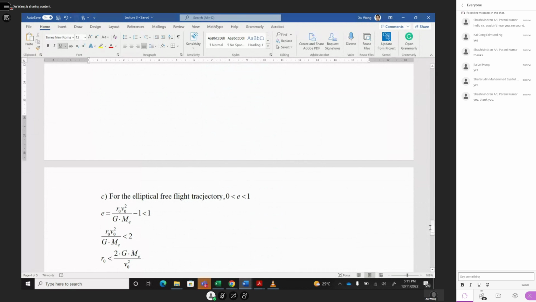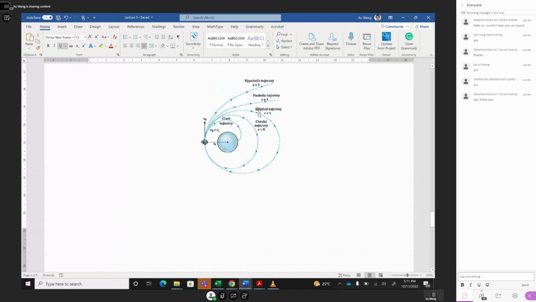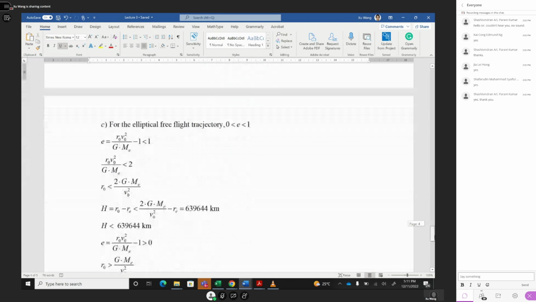larger than 0, because according to this graphic, elliptical E is less than 1, larger than 0. This is your elliptical. If E equals 0, it becomes a circle. If it's larger than 0, between circle and parabolic, it becomes elliptical. So E should be less than 1, larger than 0. So how can we solve this one?